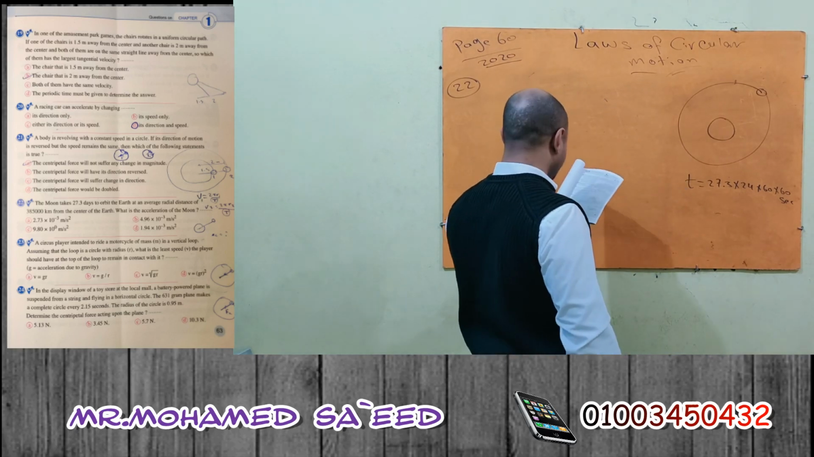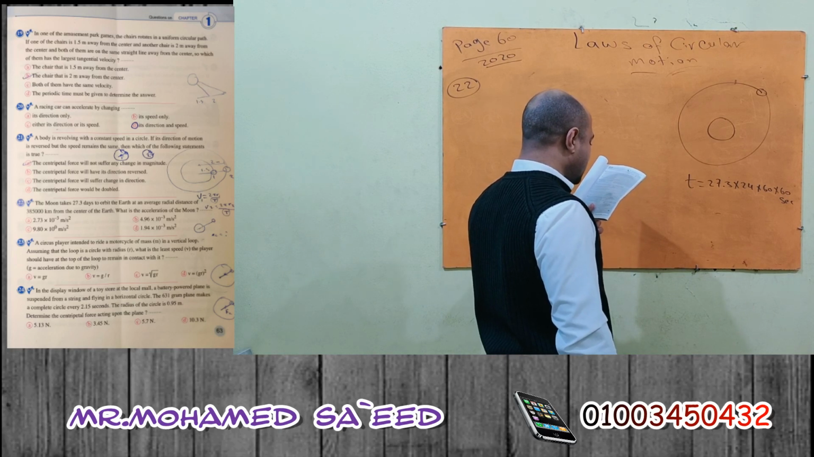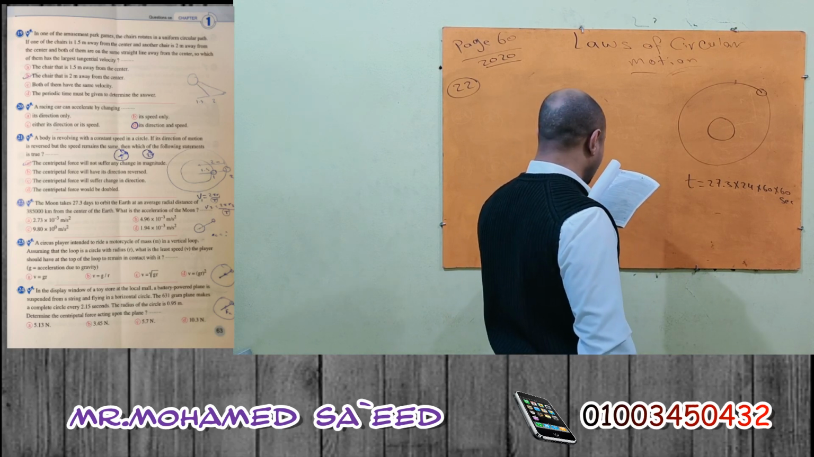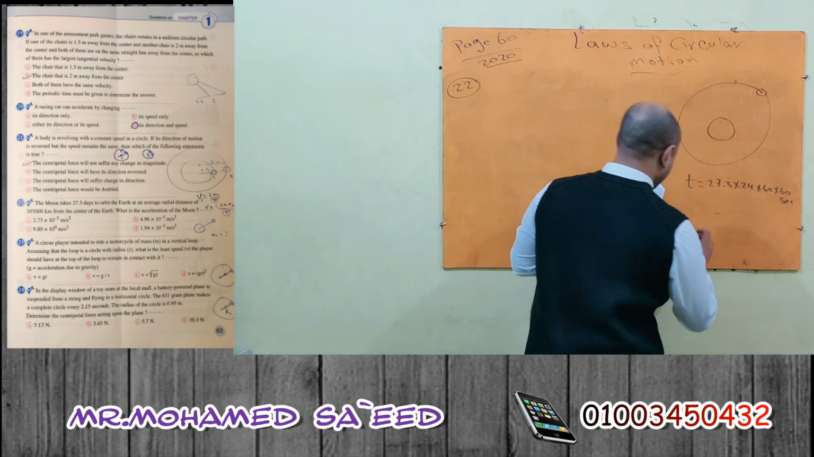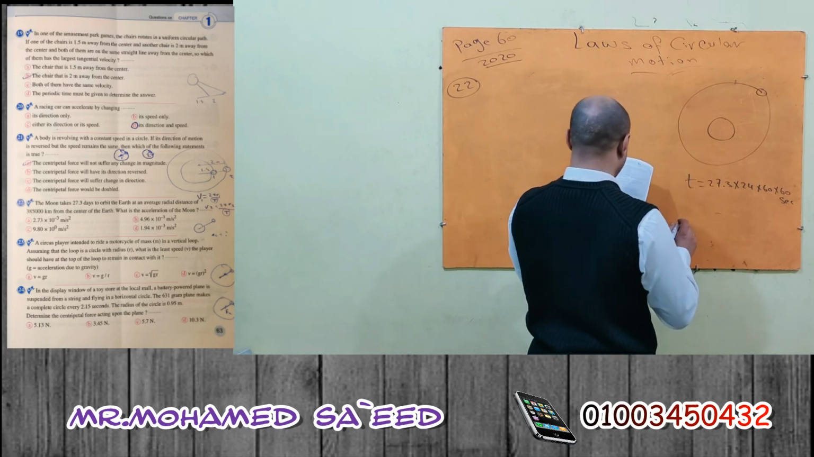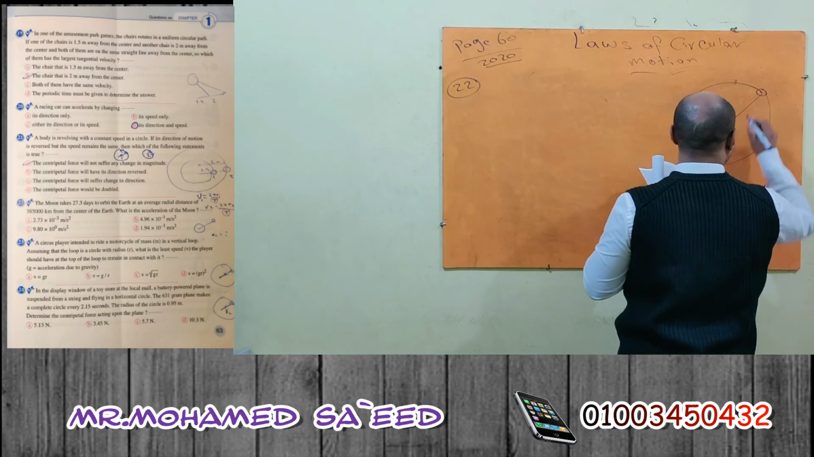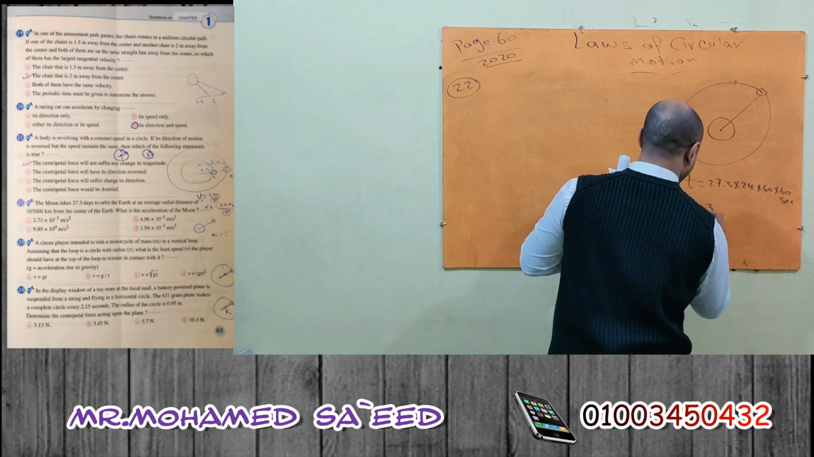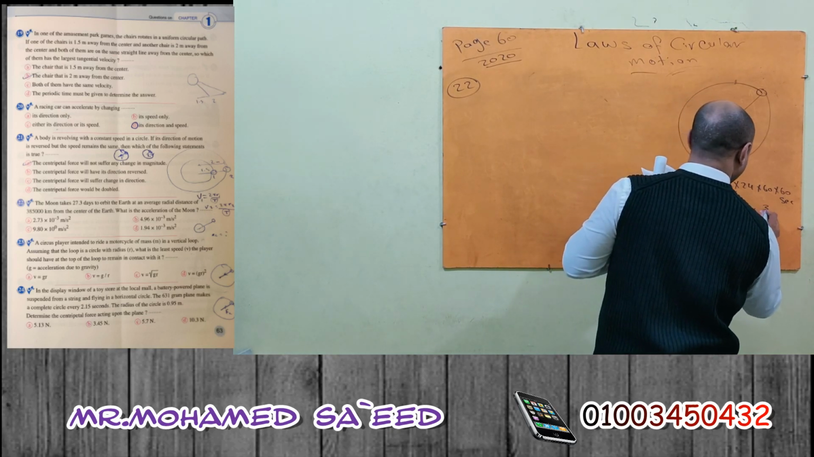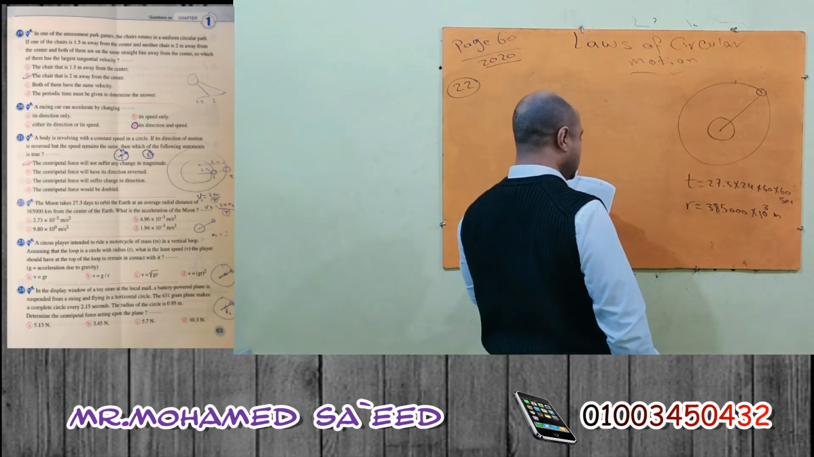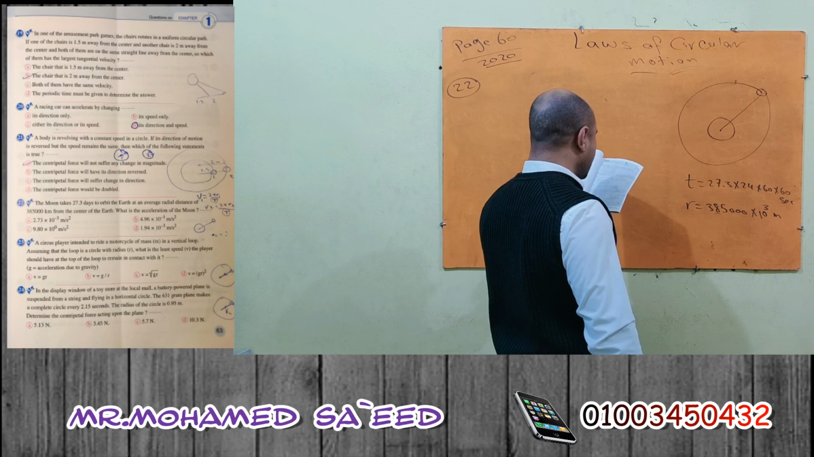Okay. At an average radial distance of 385,000 kilometers. So the radius, or distance from the center of the Earth to the moon, R equals 385,000 kilometers times 10 to the power 3 to convert it into meters. Okay. What is the acceleration of the moon?